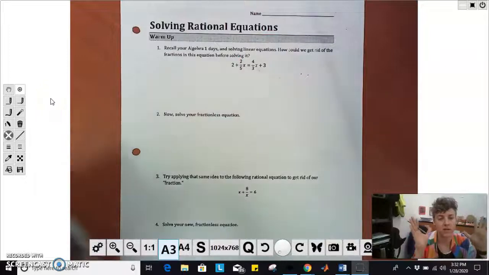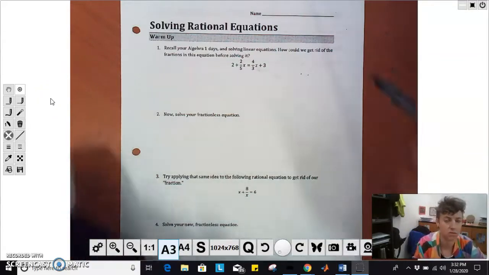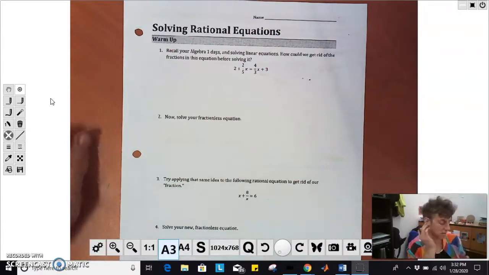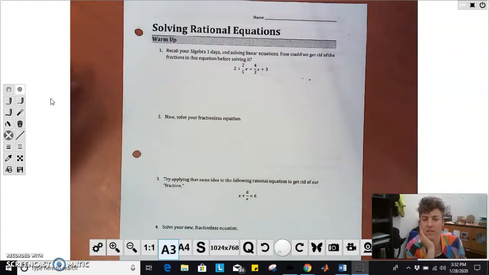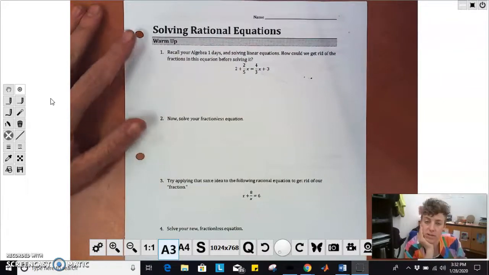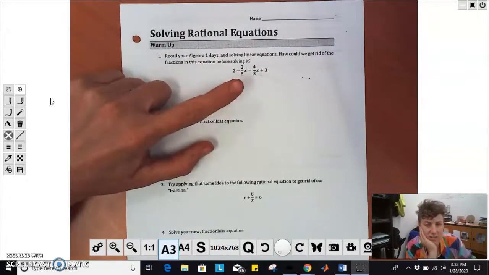What's up, scholars? Today we're going to talk about solving rational equations. Rational equations are something that has a ratio in it, aka a fraction. All right, so let's equate this to some easier stuff that you used to do back in your Algebra 1 days, solving linear equations. How would we get rid of the fractions in this guy?